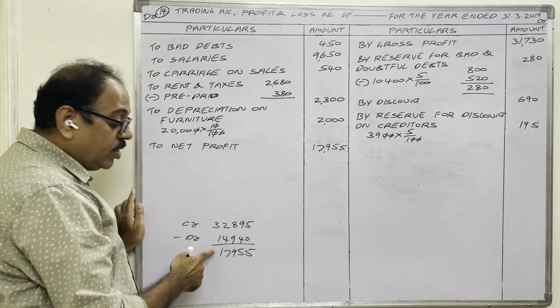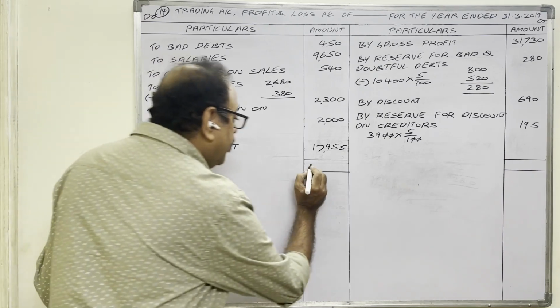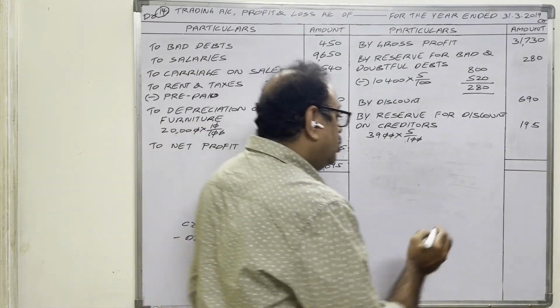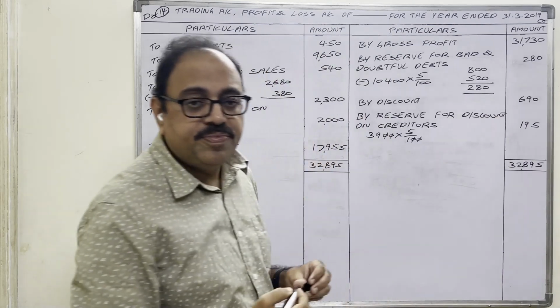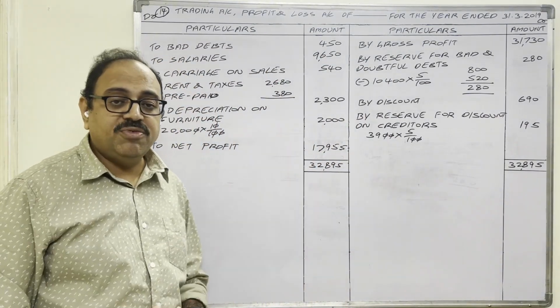Now for the two sides, write down the highest total. Credit total is highest, no? 32,895 on both sides. Credit side also the same. So close the table. With this, the profit and loss account is completed. Take a screenshot of this.